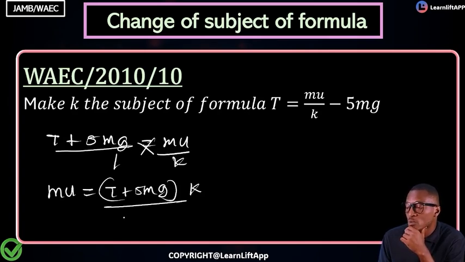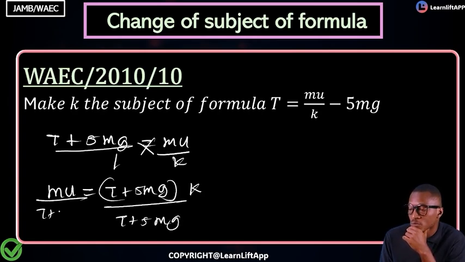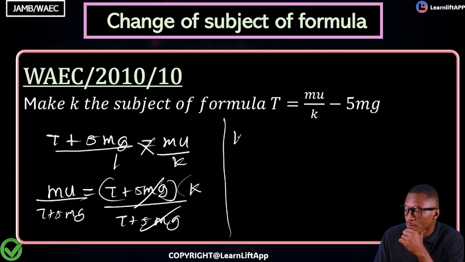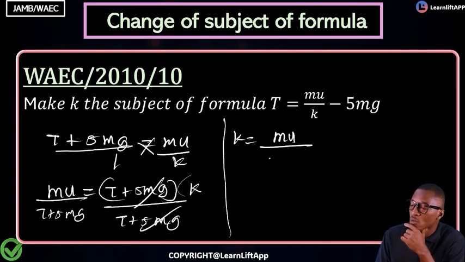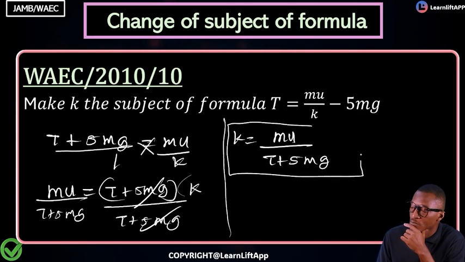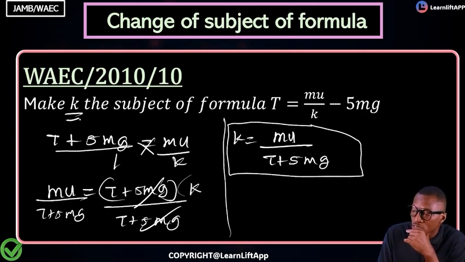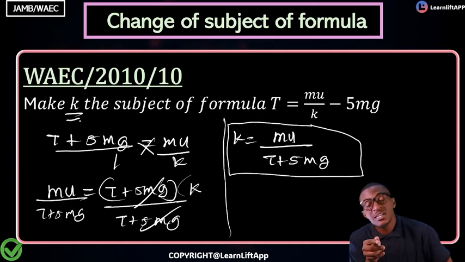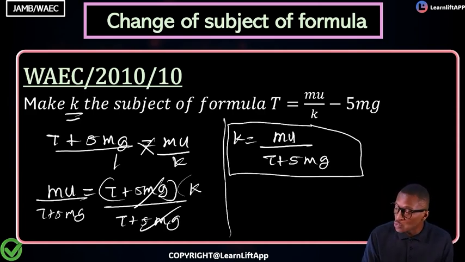So for me now, divide both sides by t plus 5 mg. So this will cancel this. We'll have just k. So we can say k is equal to mu all over t plus 5 mg. We're saying k, so that's everything about k. If you make k the subject of the formula, k is not supposed to appear here again.